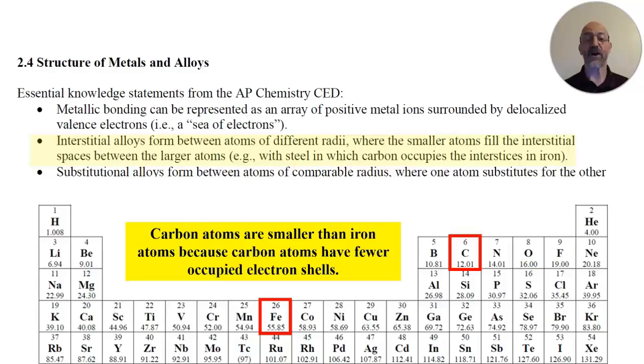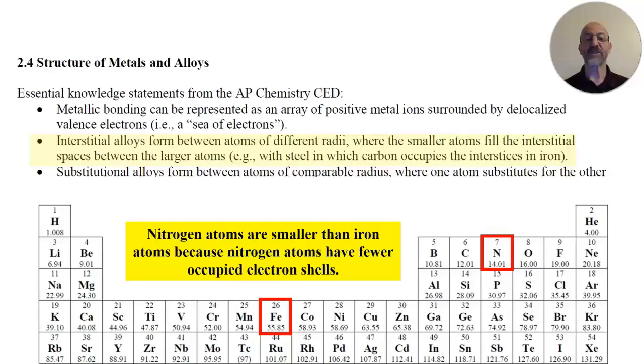see that right next to carbon is the atom nitrogen. Also in period 2, nitrogen atoms are smaller than iron atoms because nitrogen atoms have fewer occupied electron shells.